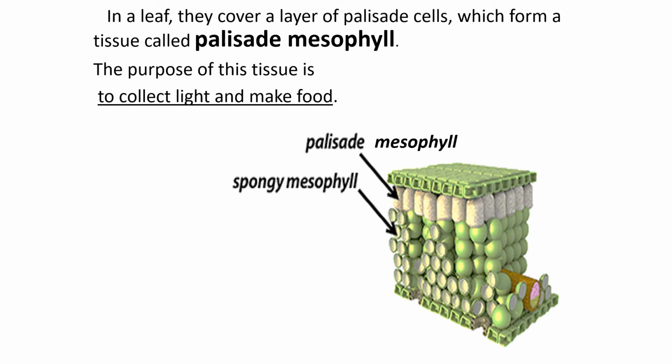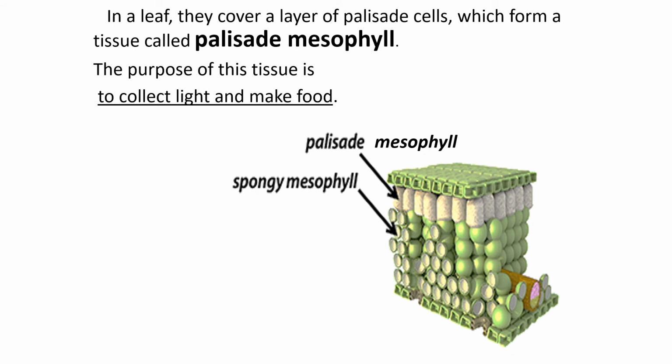In a leaf, they cover a layer of palisade cells. So then we find a layer of palisade cells, and these palisade cells together form a tissue called palisade mesophyll. They form a tissue called what? Palisade mesophyll. The purpose of this tissue is to collect light and make food.